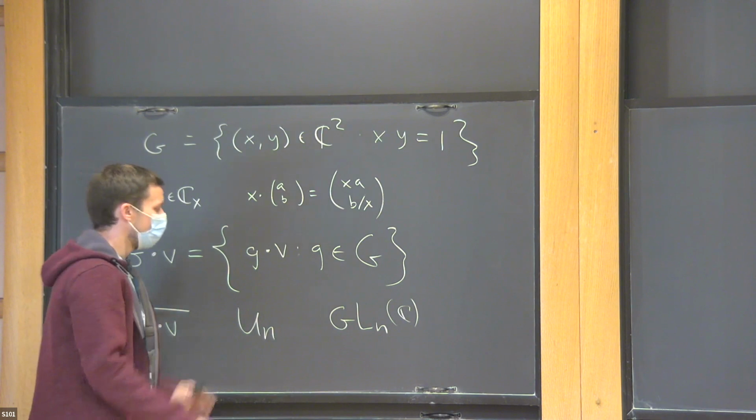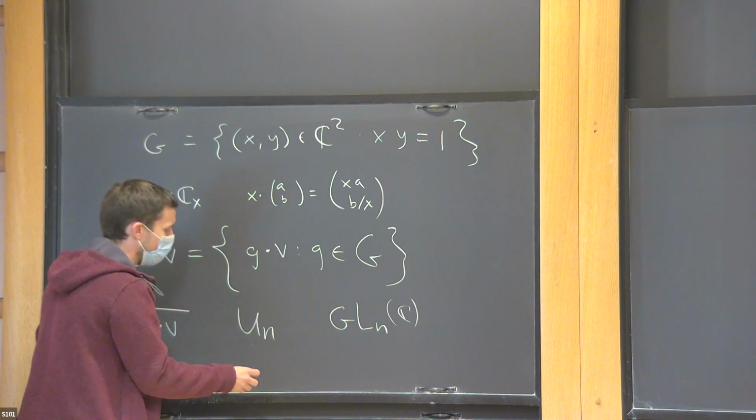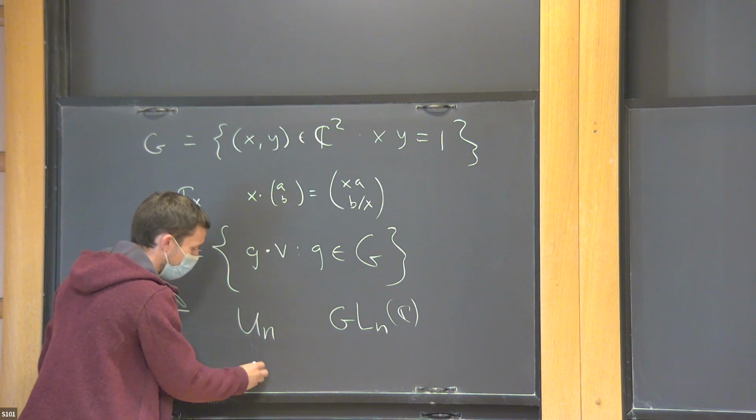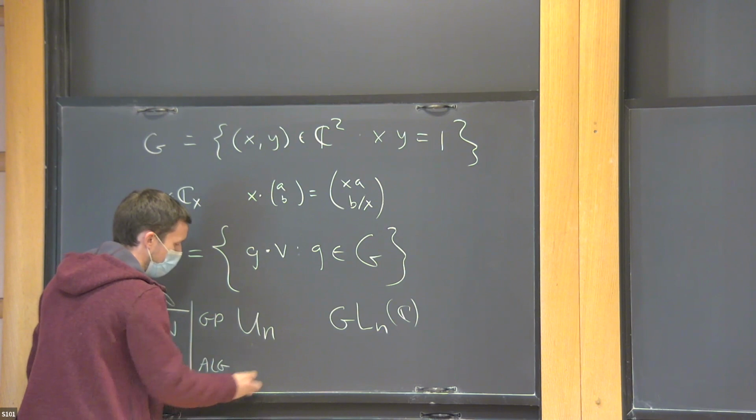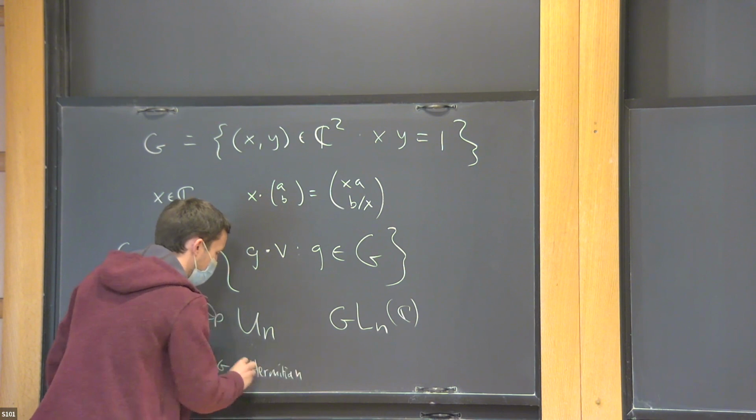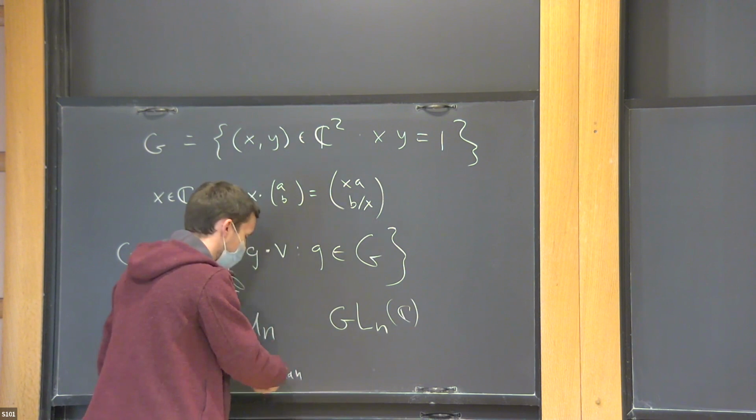Sorry, I'll go ahead and say so. The Lie algebra of this is going to be the Hermitian, i times Hermitian. Yeah, exactly. So that's Hermitian plus i times Hermitian, which is everything.